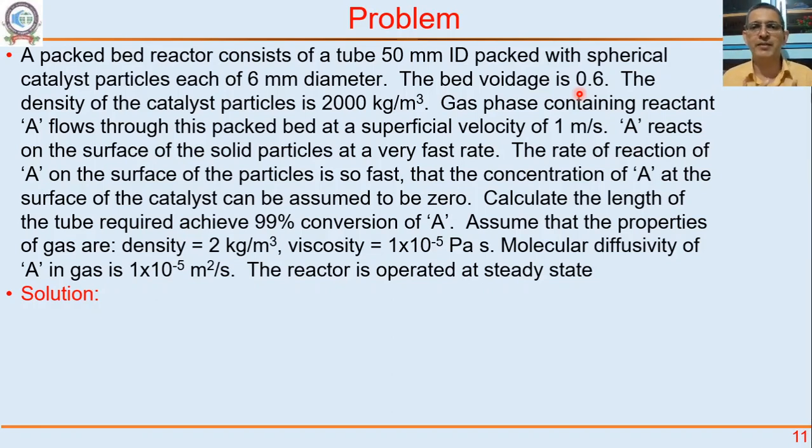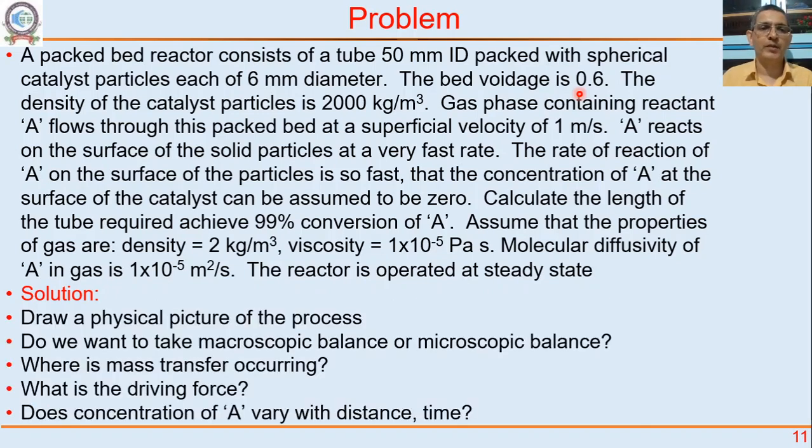Same as the previous case. Instead of a pipe, now it is particles. Calculate the length of the tube required to achieve 99% conversion of A. Assume that the properties of the gas are density 2 kg per meter cube, viscosity 1 into 10 raised to minus 5, molecular diffusivity 1 into 10 raised to minus 5. The reactor is operated at steady state. Pause the video and solve this problem. You should be able to solve this on your own now.